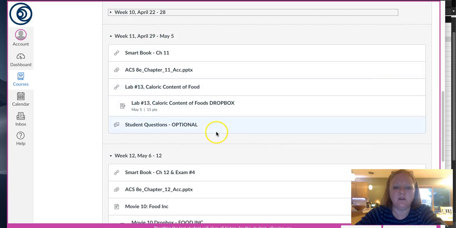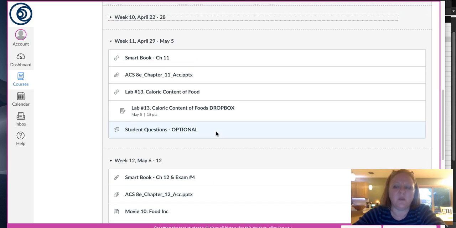Week 11, notice our weeks and the information on the requirements are getting a lot less. We're covering chapter 11 this week, so you've got to go to the Smart Book and do the exercise for chapter 11. For those that like the PowerPoint, they're here. And then this week's lab is the caloric content of food, with the drop box here.